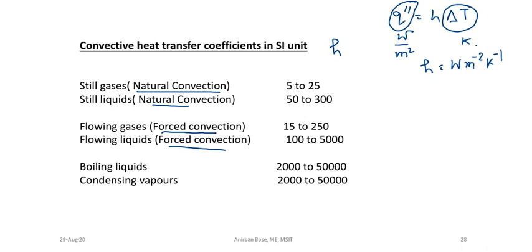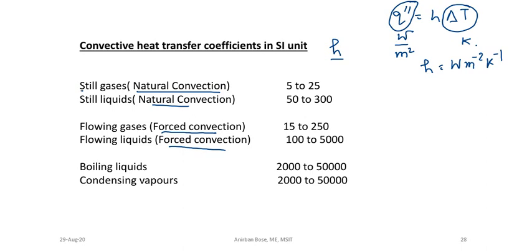Because of that, bulk motion of the fluid occurs, and the convection occurs in the case of natural convection, where fluid flow is created because of the density variation or the temperature variation. So these are under natural convection. Definitely in natural convection the values of h are not very high, but in forced convection the values of h are very high.